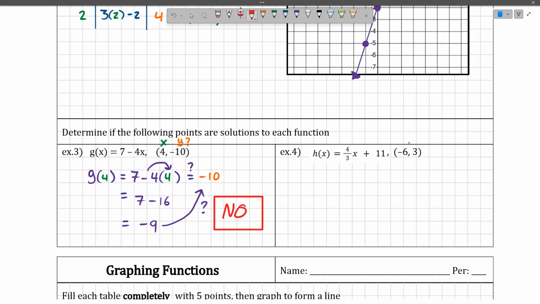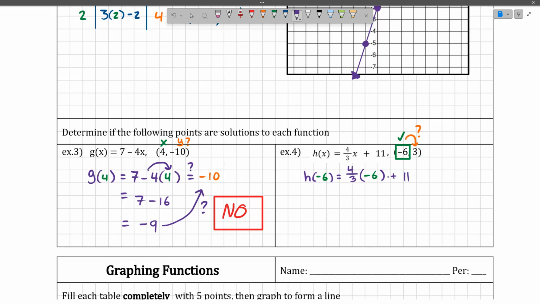Okay, let's plug in this one. Let's see if this one's a solution. So once again, the idea is this. You plug in the input. We want to see, does plugging in this number get me that number? Does plugging in -6 get me +3? Let's find out. H of -6, and I'm really stressing this, we're writing everything out, showing every step, is equal to 4/3. I'm going to replace that x with my -6 now, because that's how we plug into a function, right?